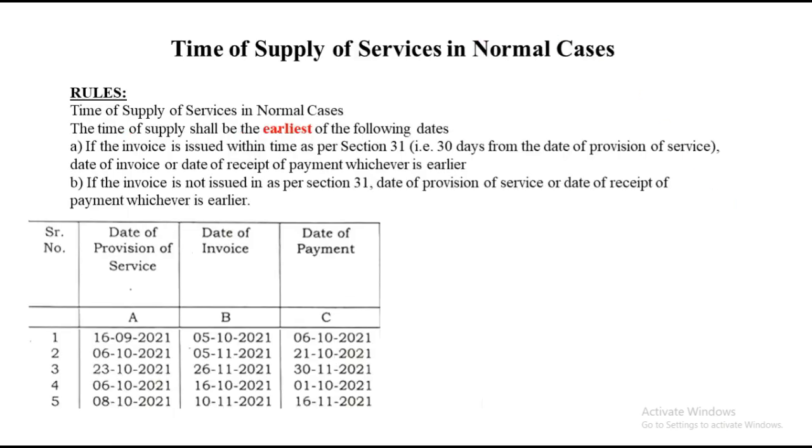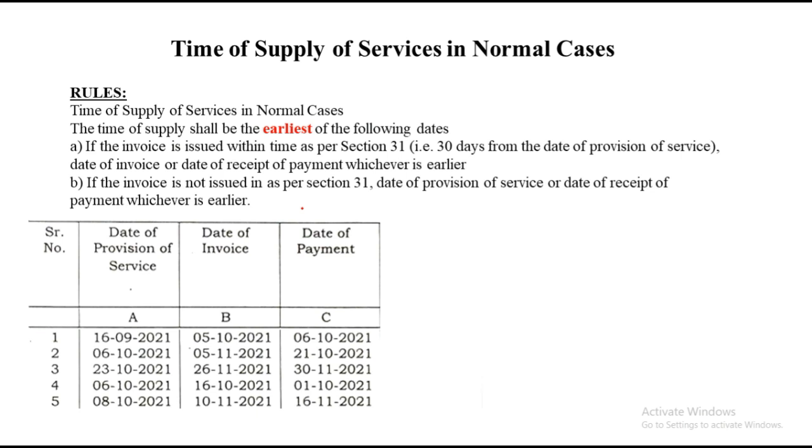The time of supply shall be the earliest of number one. If the invoice is issued within the time as per section 31, that is 30 days from the date of provision, then the date of invoice or date of payment, whichever is earlier, will be your answer. And if the invoice is not issued as per section 31, then date of provision of service and the date of payment, whichever is earlier, will be considered.